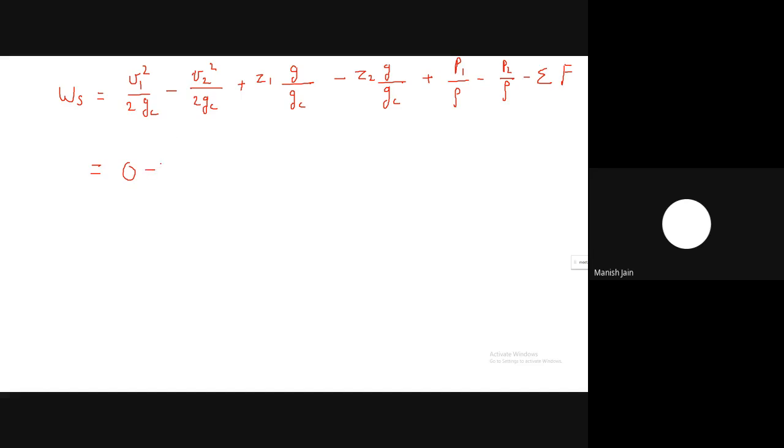You will get the value of 0.678. Now Z1 minus Z2. One point is 0, the other point is 50. So Z1 is 0, so you get plus 0 minus Z2, which is 50, so minus 50. The g value is 32, the Gc value is 32, so that will equal 1. So minus 50 by 1.